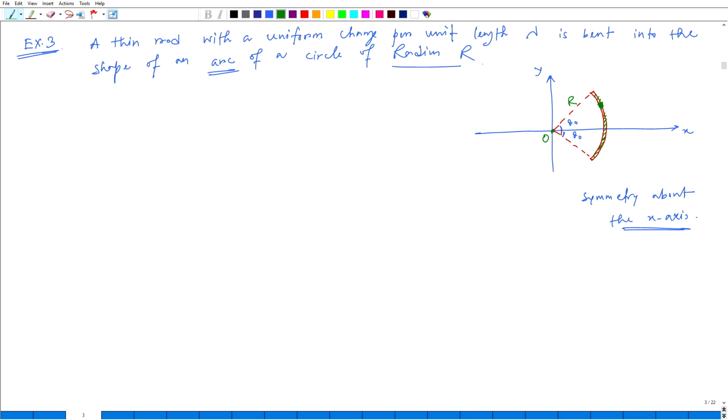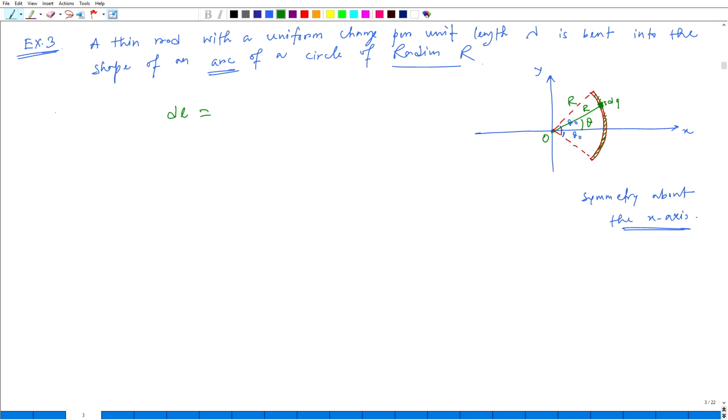The distance from the origin to this strip is r, since it is the radius. This is fixed, and the angle is, let us say, theta. So at angle theta from the x axis, we consider a small strip with a charge dq, and the radius is r because this one is fixed. The differential length of this small strip is dl.